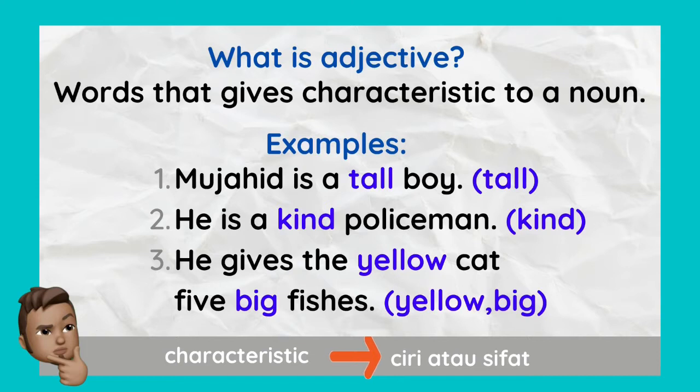Number 1. Mujahid is a tall boy. Number 2. He is a kind policeman. Number 3. He give the yellow cat 5 big fishes. These are the examples of adjective.